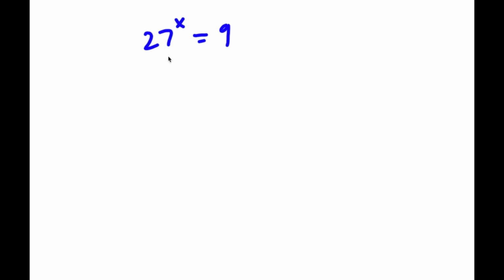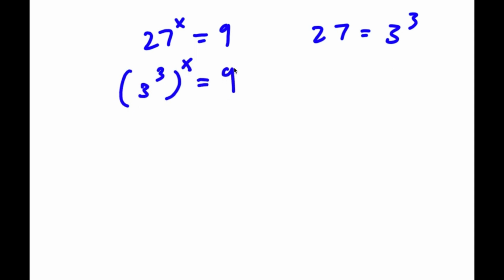Alright, so we have 27 to the power of x is equal to 9. And now what I'm first going to do is simplify 27 to the power of x a little. So 27 is the same thing as 3 to the power of 3. So I'm going to substitute in 3 to the power of 3 for 27. So now I have 3 to the power of 3 to the power of x is equal to 9.